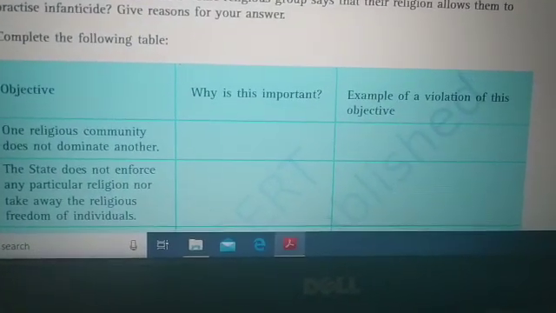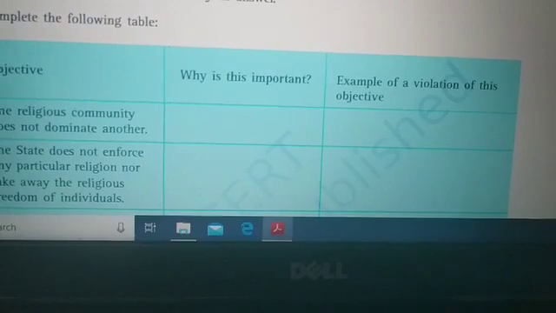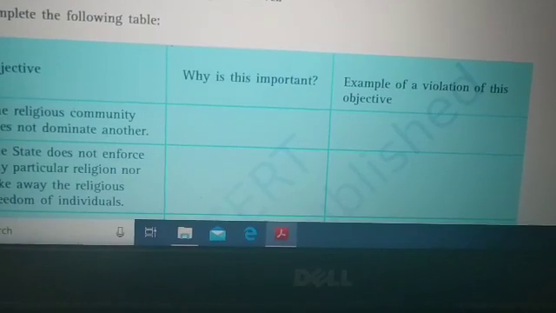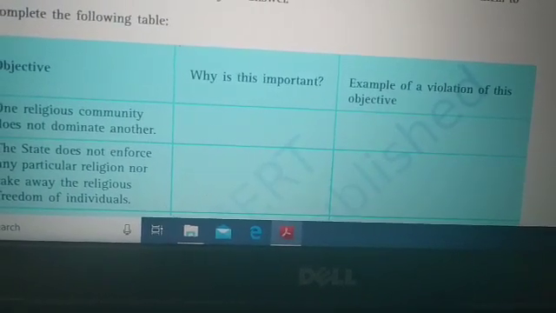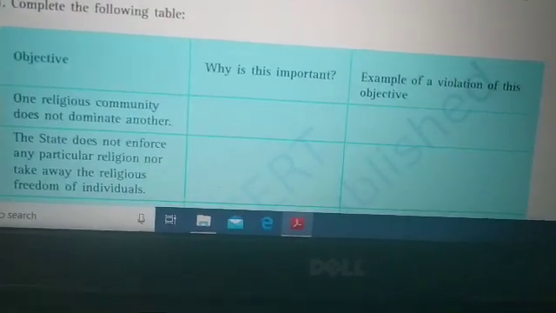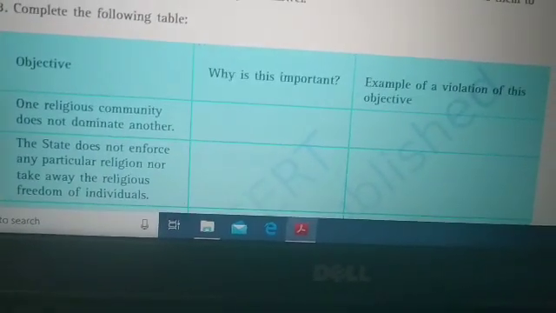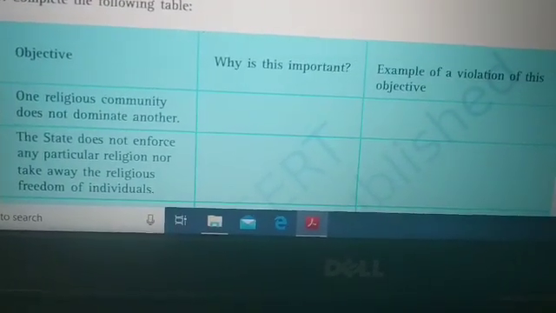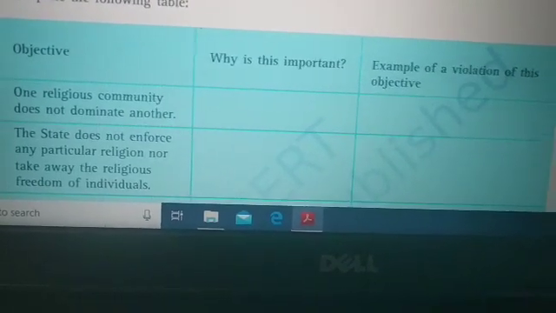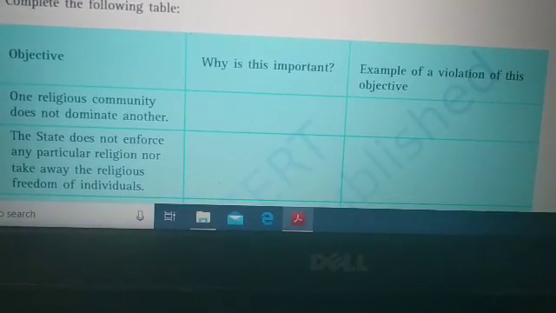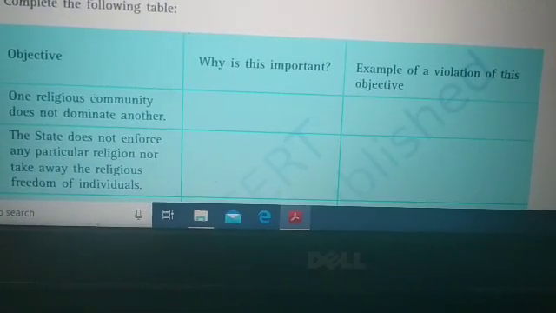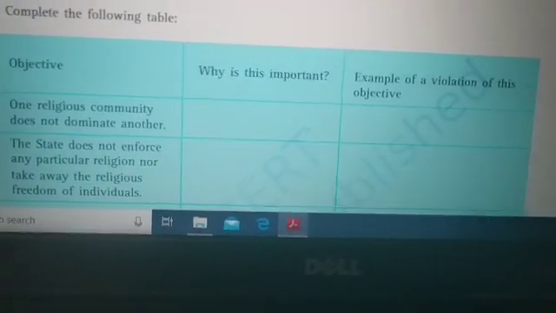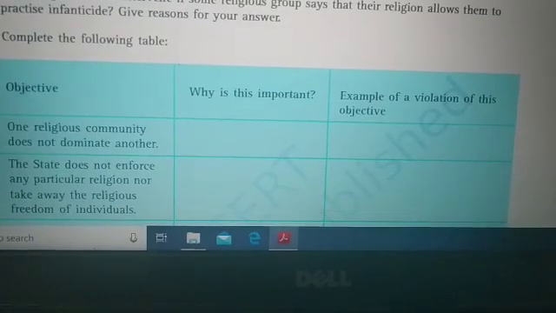And in our next column, you need to write down the example. So in example, we can write the demolition of the Babri Masjid in Ayodhya on 6 December 1992 by Hindu nationalists. Our next point is, the state does not enforce any particular religion nor take away the religious freedom of the individual. Why is it important? It is important to uphold the ideals of a democratic nation which allows its citizens freedom to choose whichever religion they wish to follow. As you all know, India is a secular country and we are free to practice any religious practice.